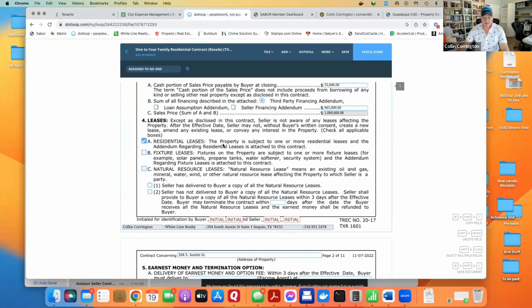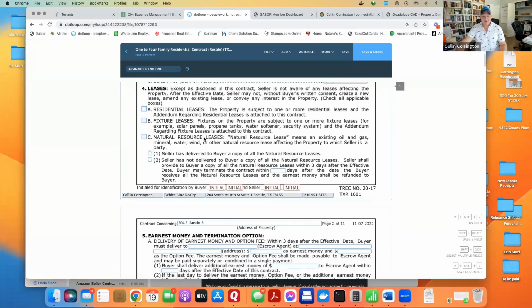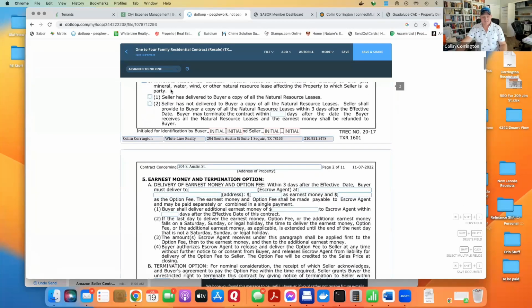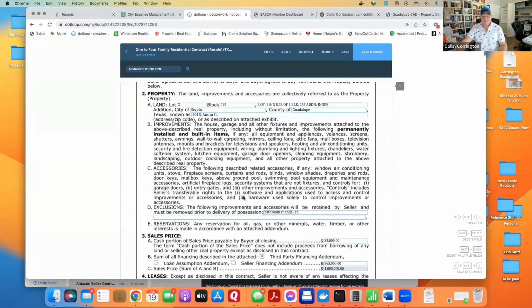is a residential lease, and an addendum needs to be added to that. So there's more addendums. And so check it out. Addendum regarding residential leases is attached to this contract. So we're saying, hey, there needs to be more paperwork. Most of the time when you're buying and selling a house, none of this applies. So I'm not going to get into the natural resource leases. You can read that yourself. All right, page 1 done.